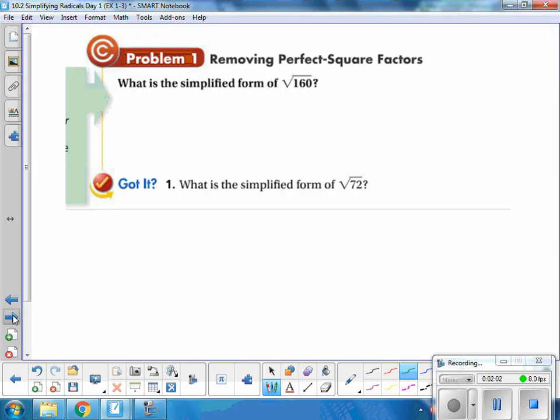Okay, we're going to remove the perfect square factors in this one. So the square root of 160. I can see that 160 does have a perfect square in there. I can see that it is made up of the square root of 16 times 10. And I can see that 16 is indeed a perfect square. So the square root of 16 times the square root of 10. The square root of 16 is 4, and I can leave my 10. So the simplified form of the square root of 160 is 4 times the square root of 10.